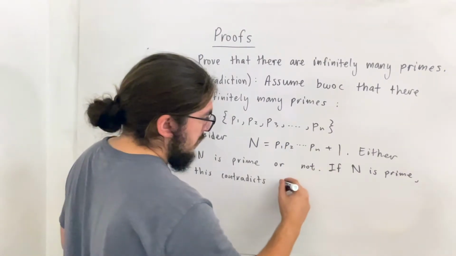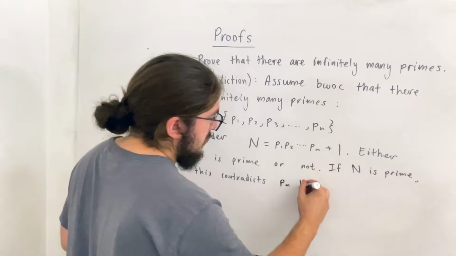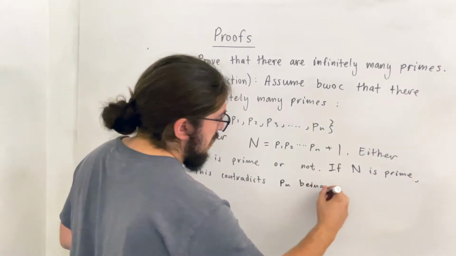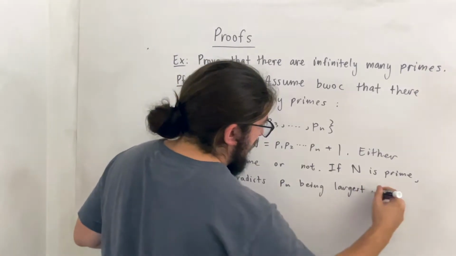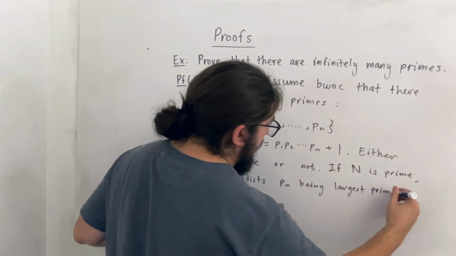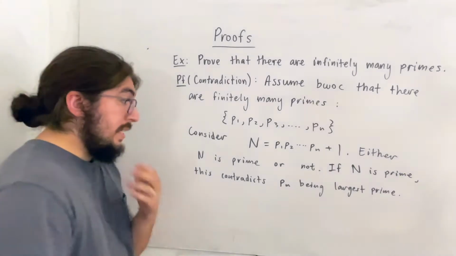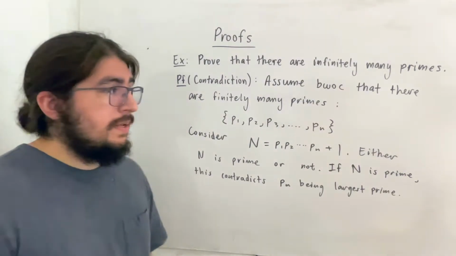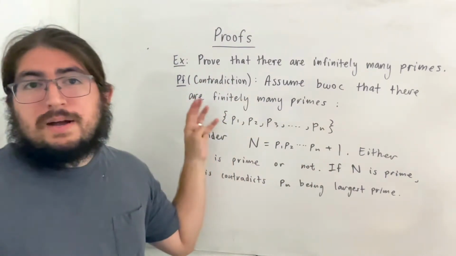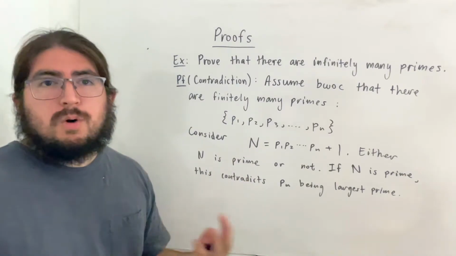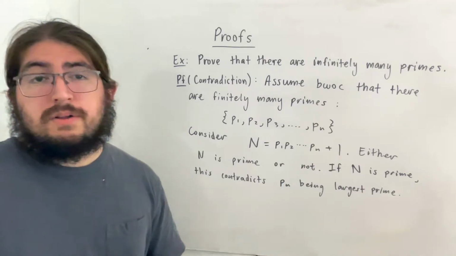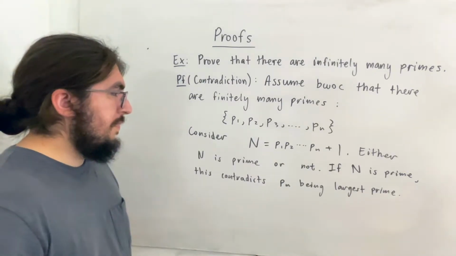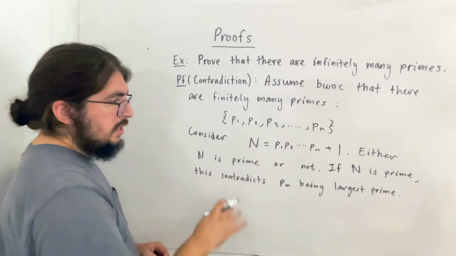the assumption that there are finitely many primes. Let me just say it contradicts P sub n being the largest prime. It basically contradicts the fact that there would be a prime number that is the largest of the prime numbers, which is essentially what finitely many primes is equivalent to. If you say there are finitely many primes, then that means there is some prime that's bigger than all of the other primes. That makes sense. Okay, so there's a contradiction there.